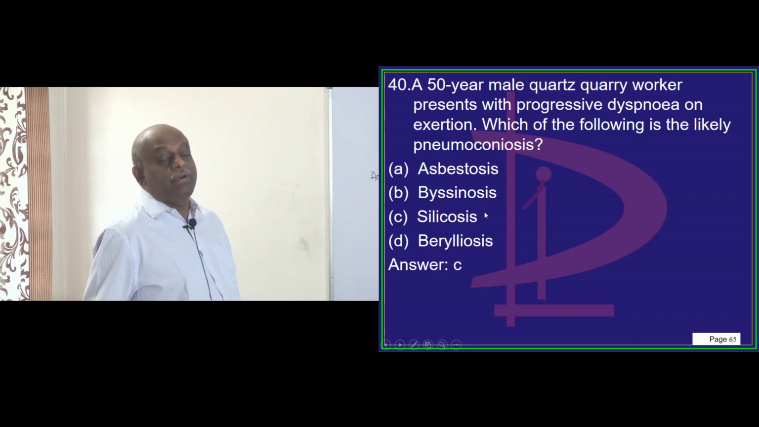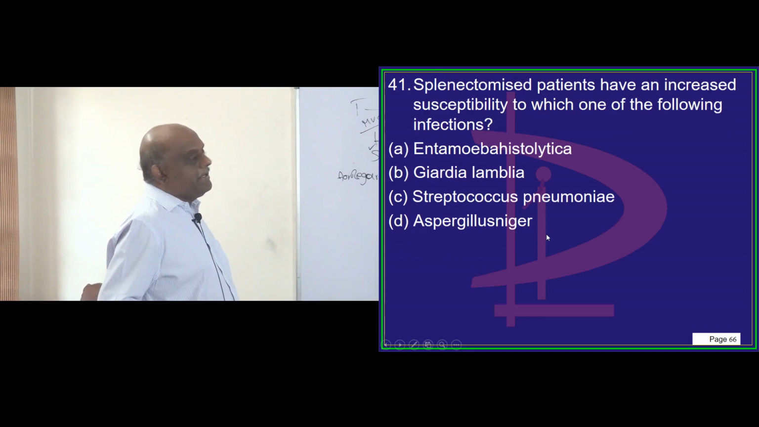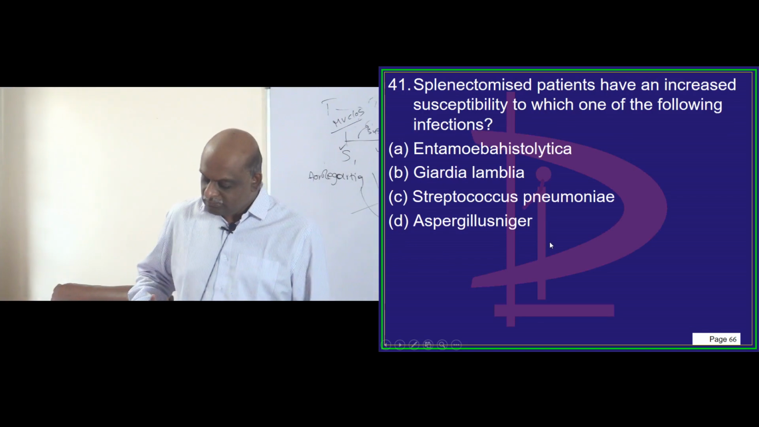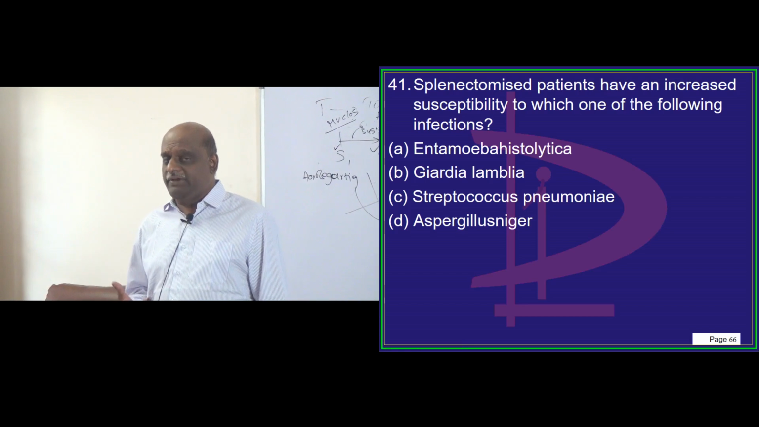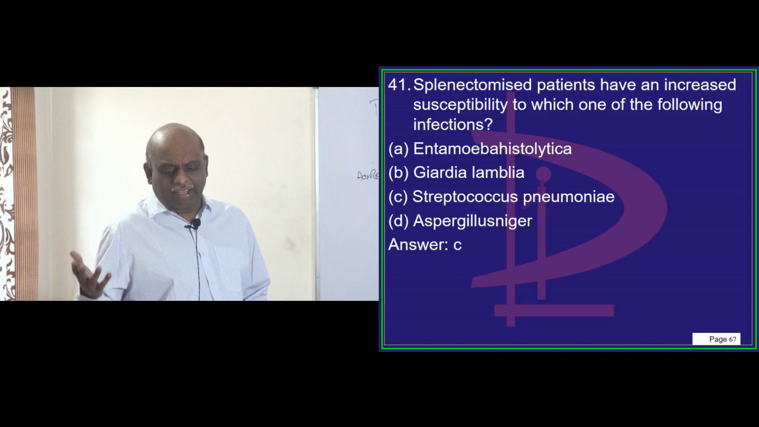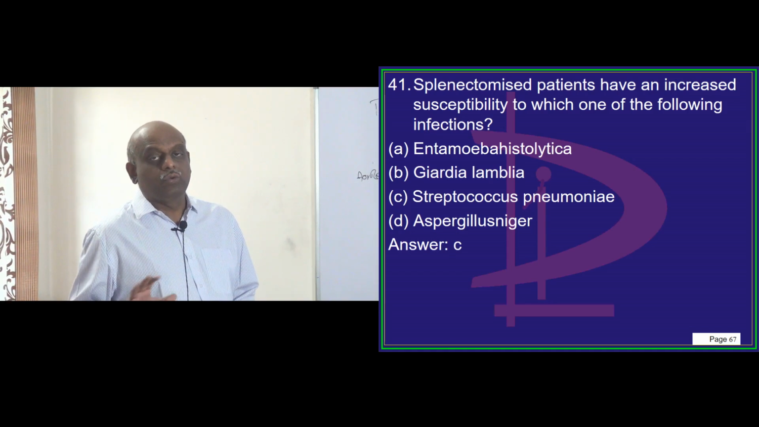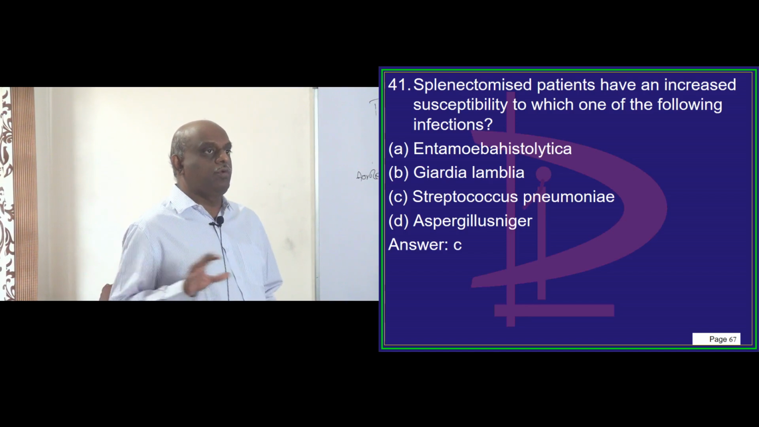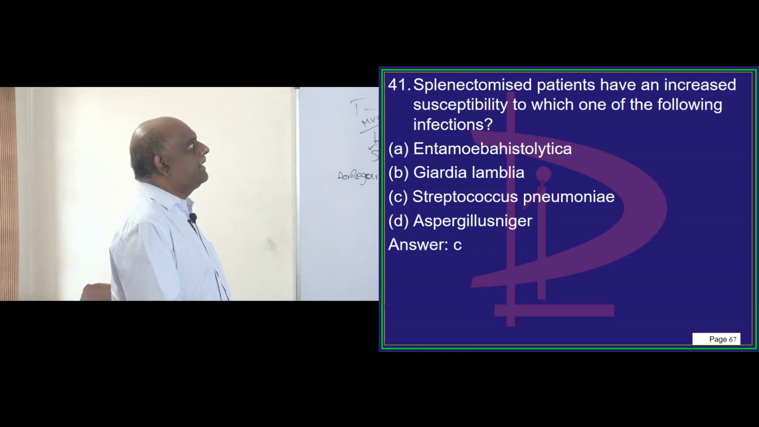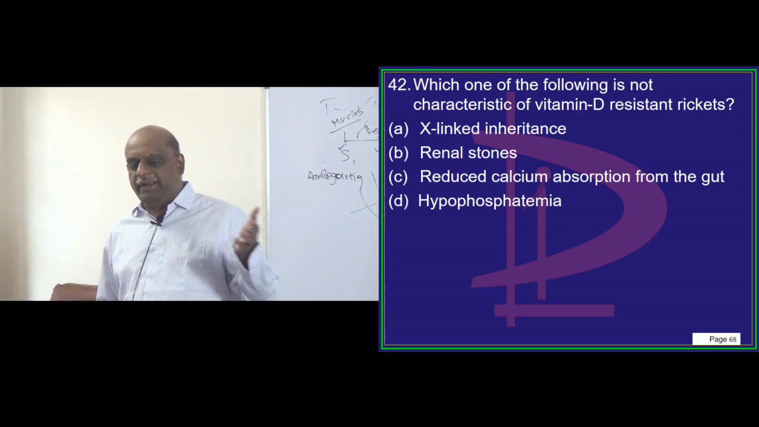So you should remember it is silicosis classically. What happens in splenectomized patients? Encapsulated organism infection happens. So it is the Streptococcus pneumoniae which is typically the one whose infection you will see, overwhelming infection in splenectomized patients. Vitamin D resistant rickets.